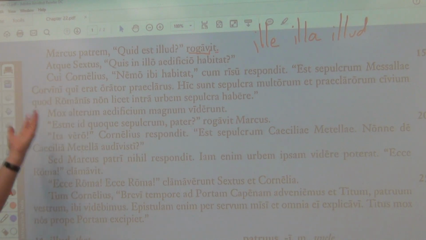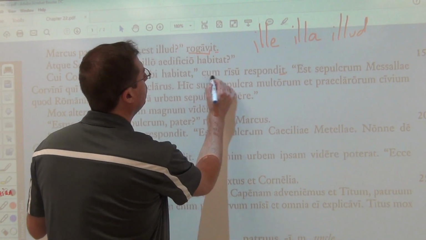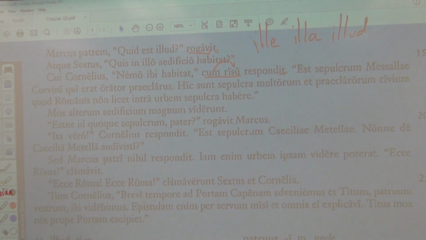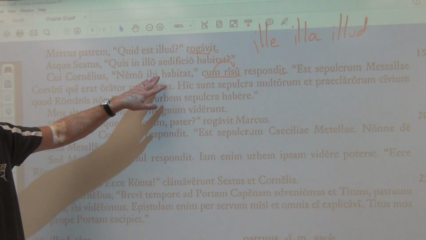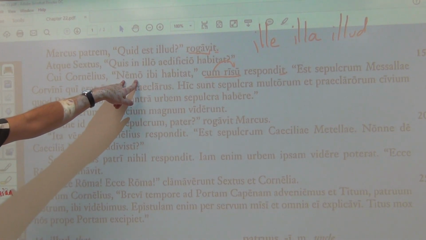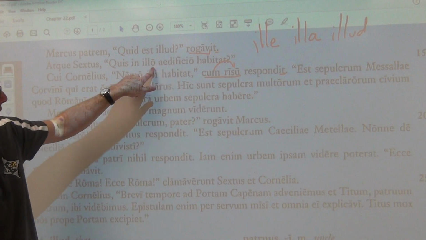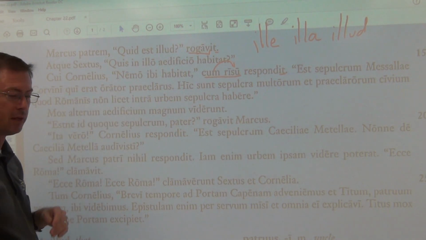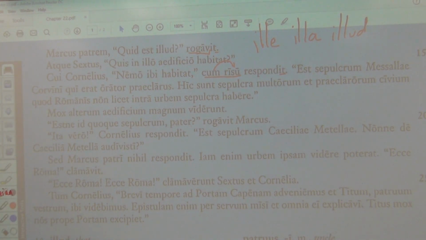To whom Cornelius responded, remember, respondit, cum risu, with a laugh. Here, this cum does have an ablative, and so we said with instead of when. Nemo ibi habitat. No one lives there. Nemo is just like we saw earlier with carpo. That is not an ending. Now that is an ending, but that's just the variant form that it happens to have. And your third word that you need to be able to put in is that cui. C-U-I, cui, is your third word.